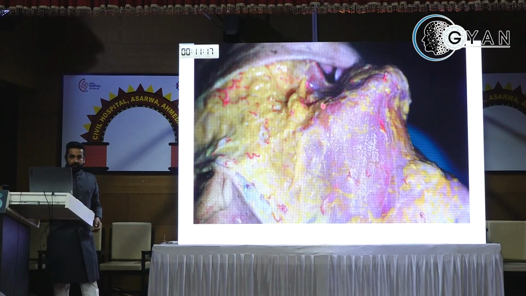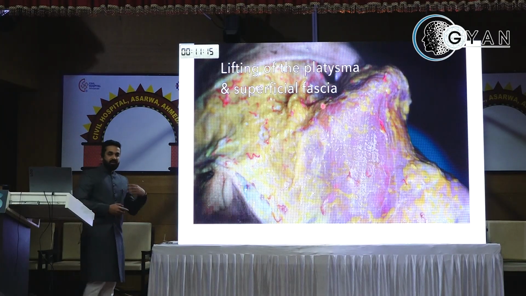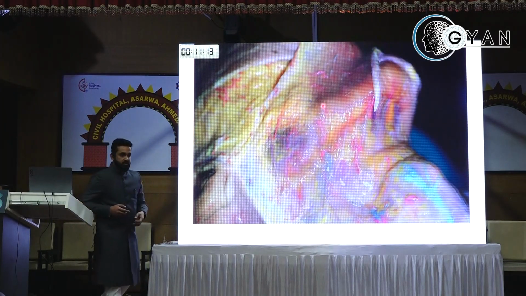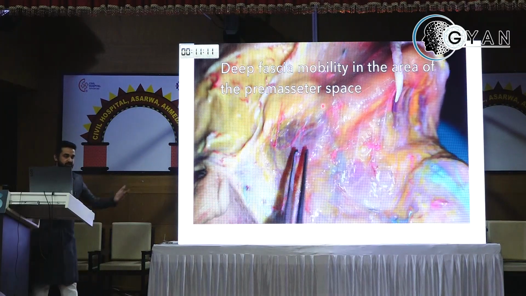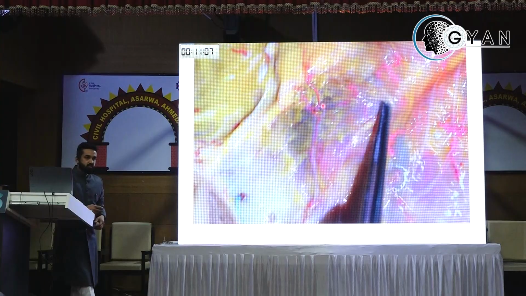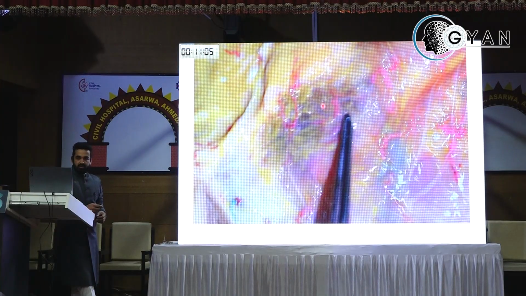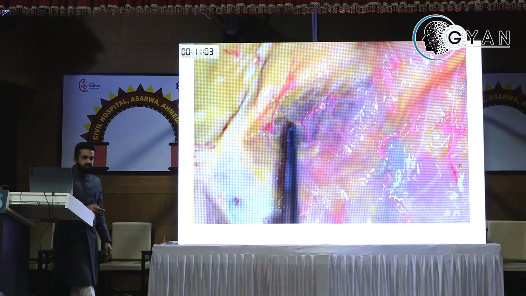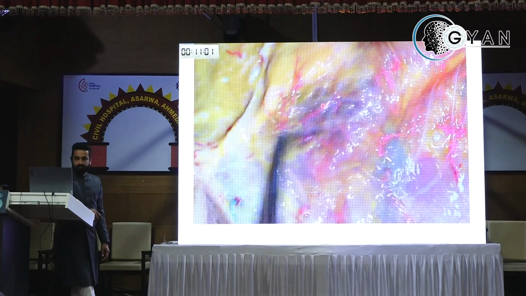So this is a lifting of the platysma and superficial fascia, and as you remove the superficial fascia, you will encounter the premasseteric space where you see there is mobility. You can see the underlying structures there, right?